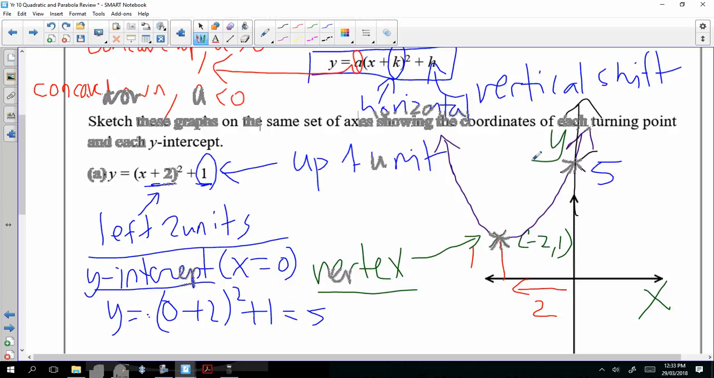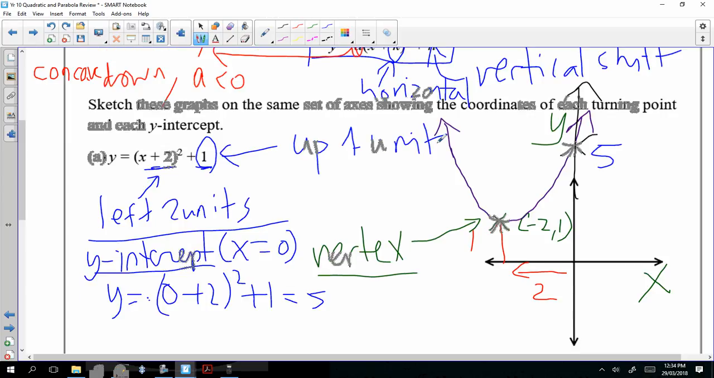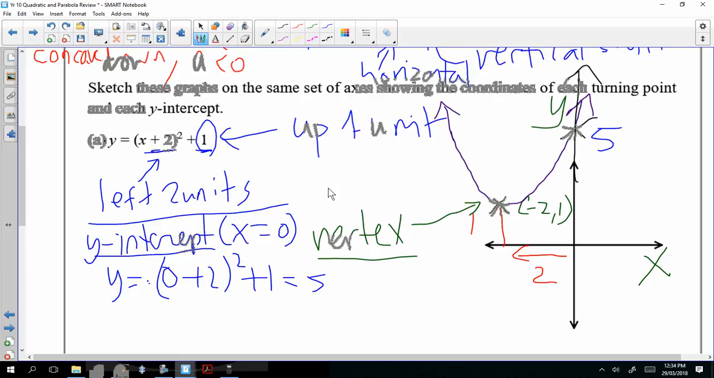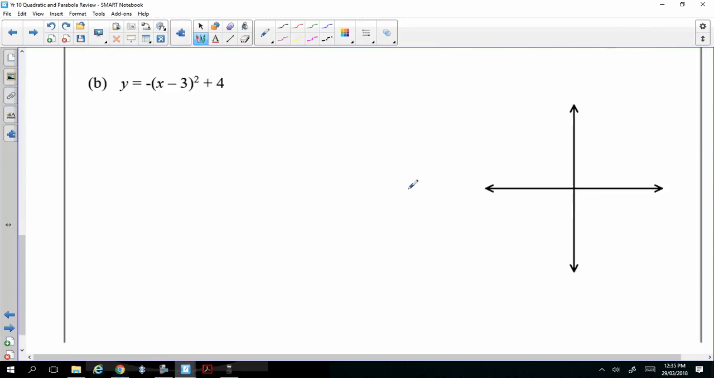Have a try first. Keep in mind, the next one has a negative, so it's concave down. I'll pause the video, and then I'll come around and have a look. Alright. So this one, you have to look at, this is right 3, this is up 4. This is concave down because it's negative.